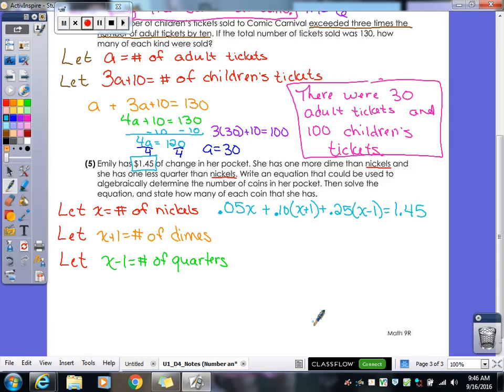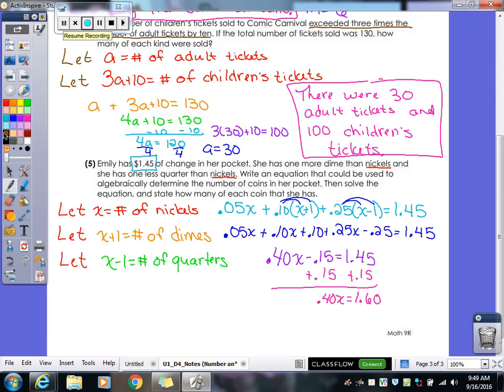So I'm going to give you guys a couple minutes. I want you to try to solve this one on your own. You've got some distributing to do first, and then combine some like terms. So we should have 0.40x equals $1.60. Divide by 0.40, and who's got an answer already? X equals what? 4.